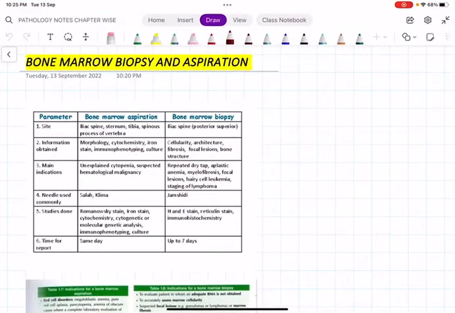Hello everyone, welcome to a new session in hematology. Today we are going to discuss a more practical aspect, that is bone marrow biopsy and aspiration.